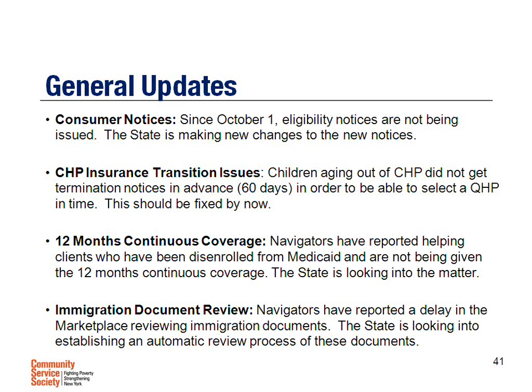CHIP transition issue. Children who are aging out, turning 19, should be able to get into a QHP without facing a lapse in coverage, and that means that they should have gotten a disenrollment notice 60 days in advance, and that was not happening. So that should be fixed by now. This was an issue that people reported.